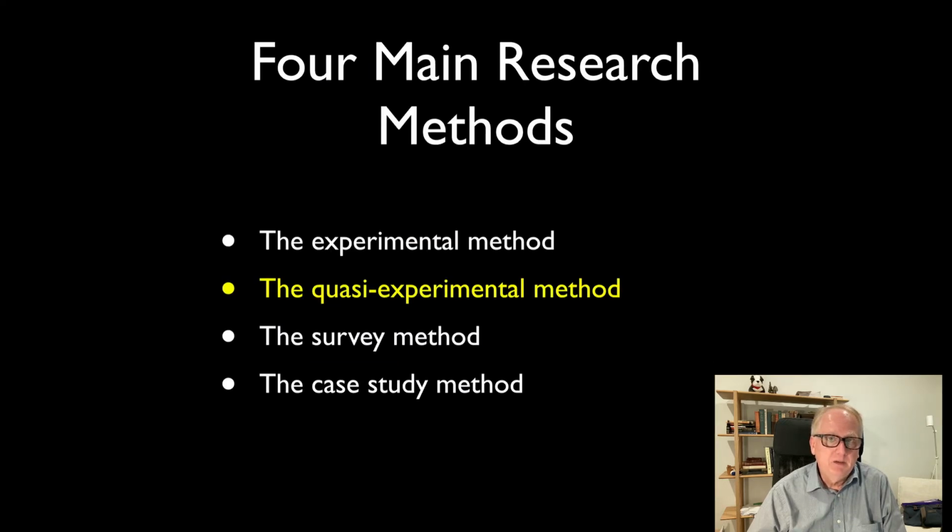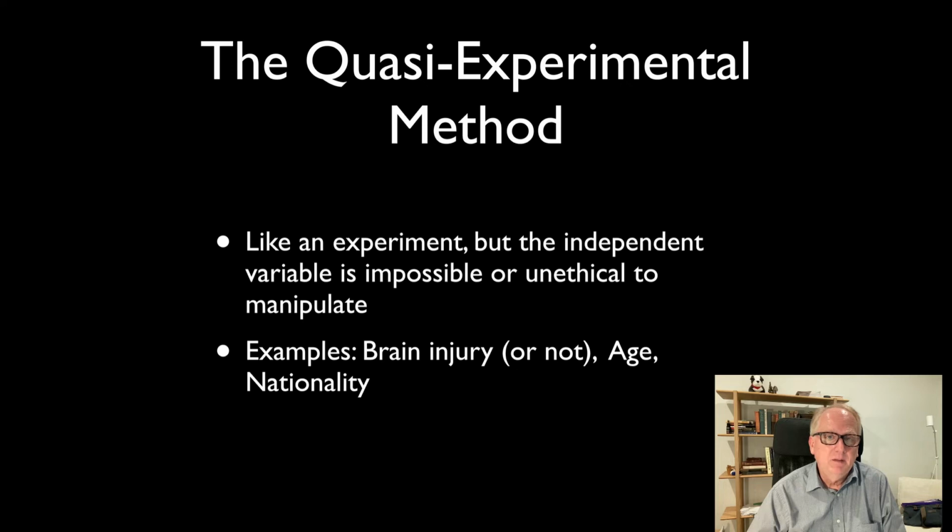The second kind of research method I'll talk about is the quasi-experimental method. And the quasi-experimental method is very frequently used in psychology because it's like an experiment, but what we call the independent variable isn't really being manipulated by the experimenter. And it's because it's either impossible to do this or maybe it's unethical to actually manipulate it. But for all intents and purposes, we go ahead and pretend or act like the study is an experiment, even though we didn't actually get to manipulate the independent variable.